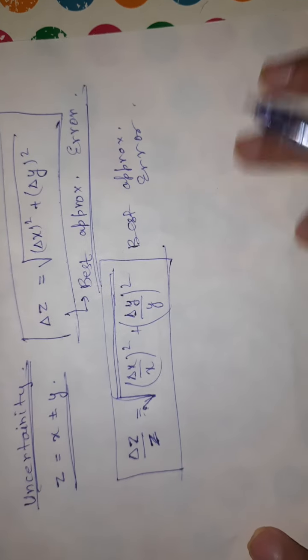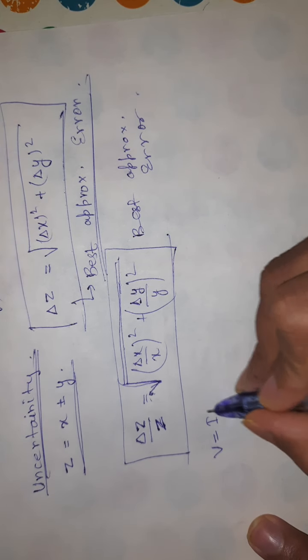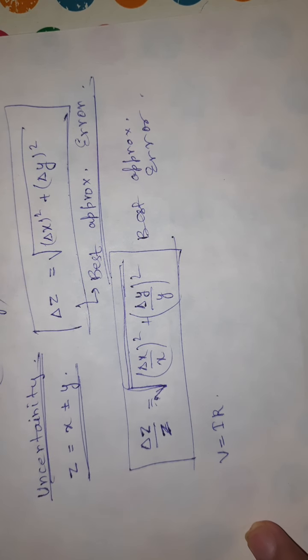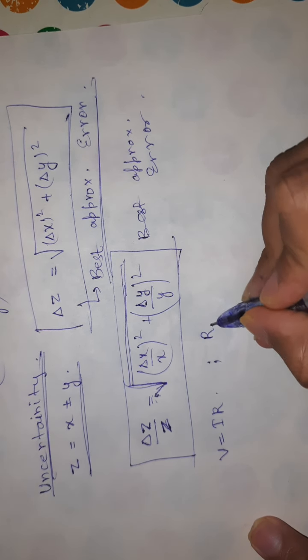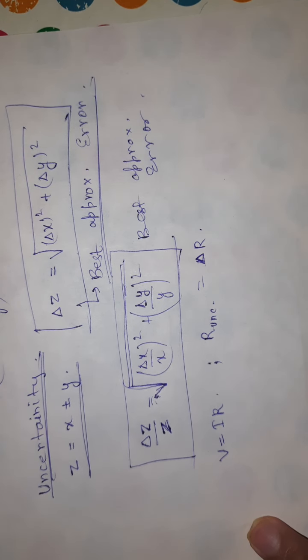These are important. Now we are taking an example. For example, voltage equals current into resistance. Now we need to calculate the uncertainty in resistance, that is delta R.